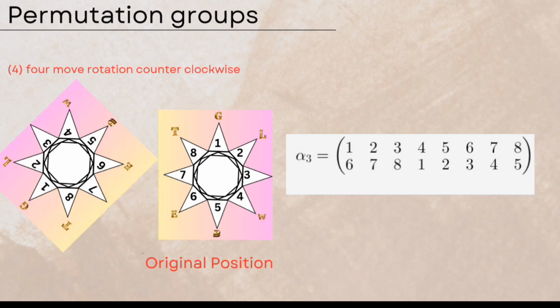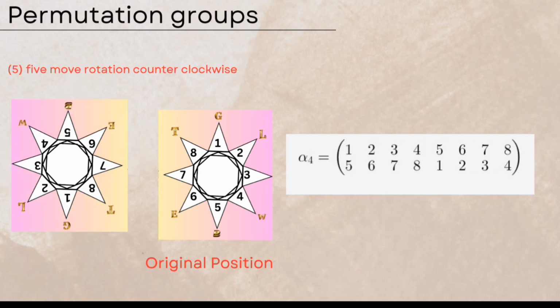Then for our four move rotation counterclockwise, we have alpha sub 3: 1 to 6, 2 to 7, 3 to 8, 4 to 1, 5 to 2, 6 to 3, 7 to 4, and 8 to 5.